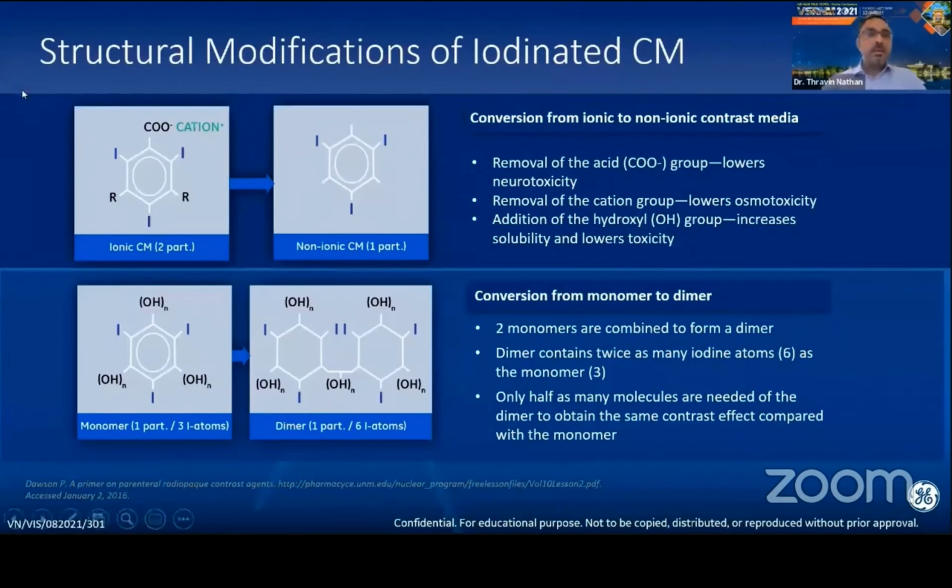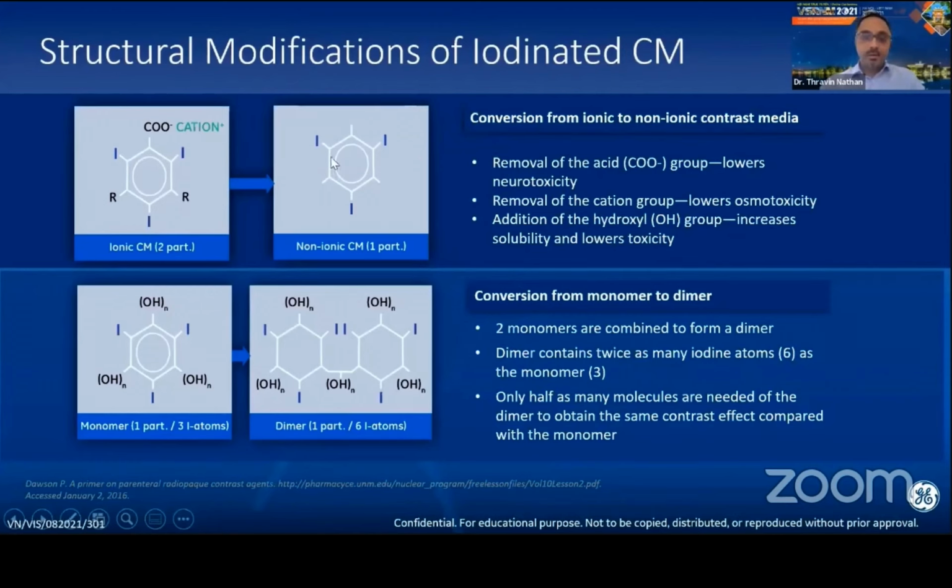So right on the top left-hand corner of this slide, you will see what is known as the ionic monomer. So notice that there is a single benzene ring, one benzene ring, with 3 iodine atoms attached to this benzene ring, and there is an ionic component. Now, there was a shift from ionic contrast media structures to non-ionic structure. This still is using a single benzene ring, so it's a monomer, but it's non-ionic. And the shift from ionic to non-ionic essentially improves the profile in terms of osmotoxicity, neurotoxicity, and also increase solubility of these structures.